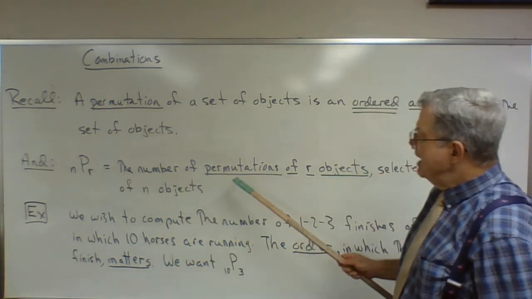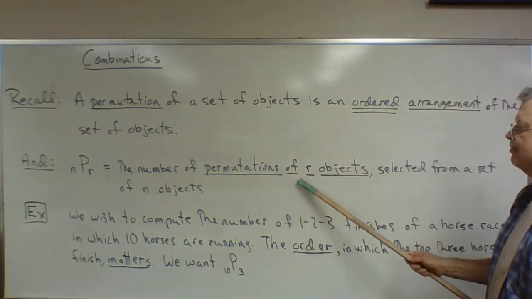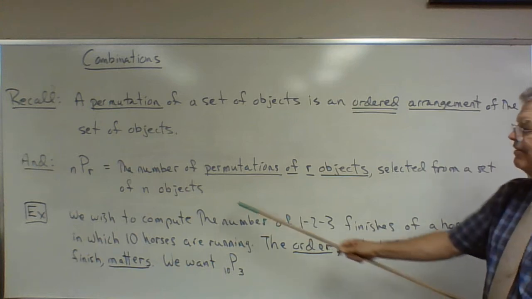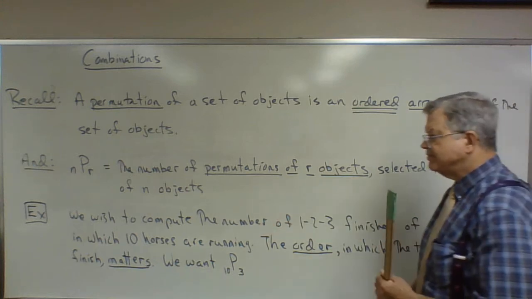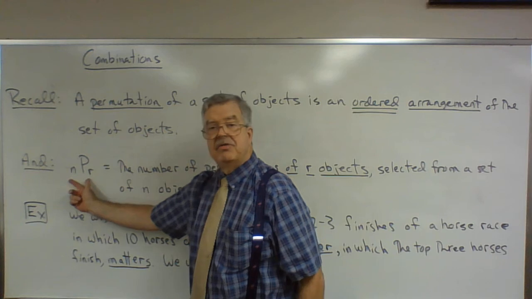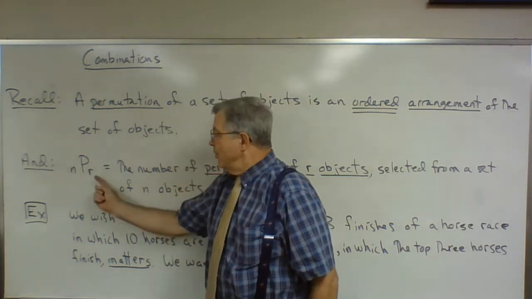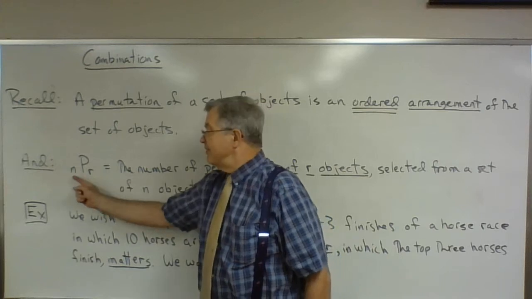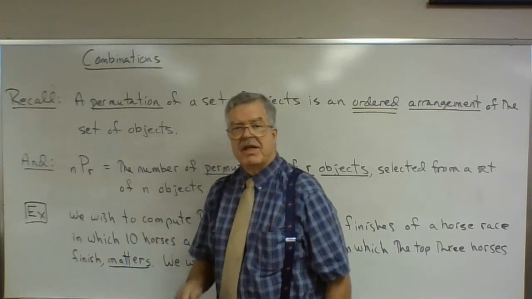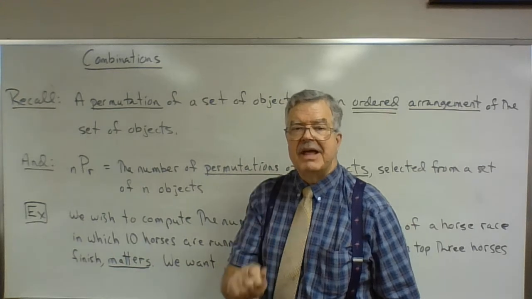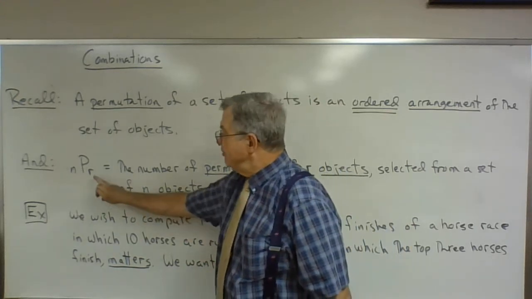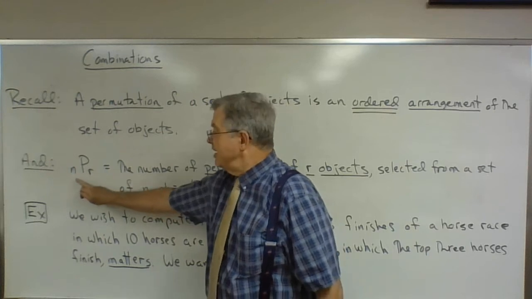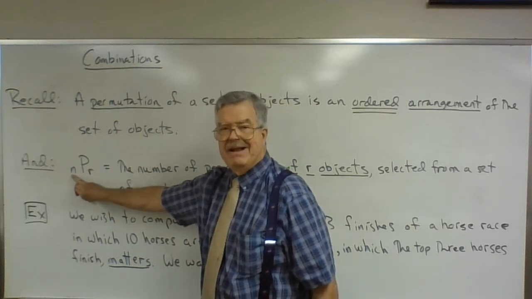Specifically, we might be interested in the number of permutations of R objects selected from a set of N objects. This is how we denote that. We're going to select R objects from a set of N objects, and the order of selection matters. So we want the number of permutations of R objects selected from a set of N objects.